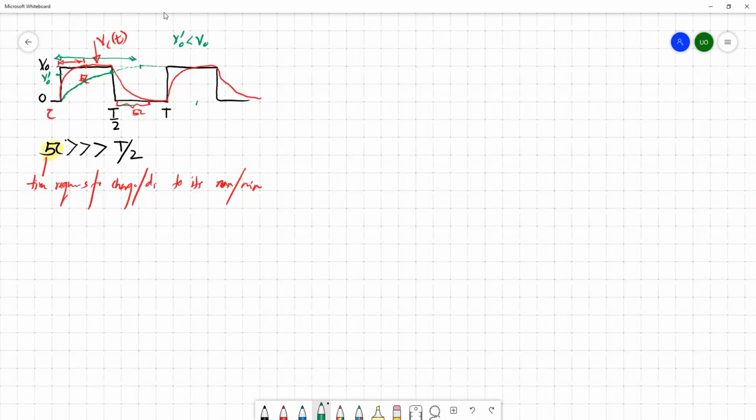It also needs 5 tau, so it needs this much time to discharge. Now this 5 tau is greater than T by 2. So let's assume this is the 5 tau. Then the capacitor needs that much time to discharge to 0. If you draw the profile of this discharging process, it's something like that.